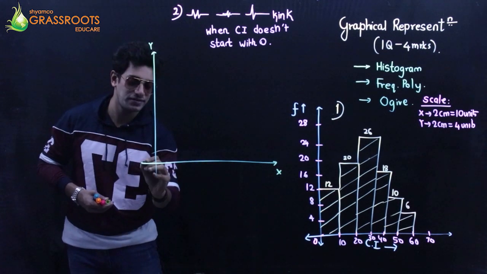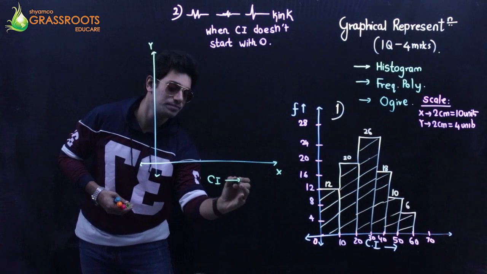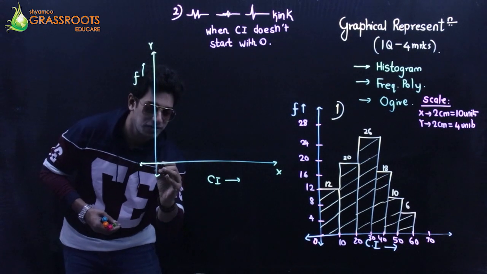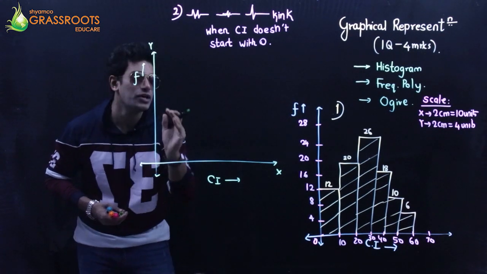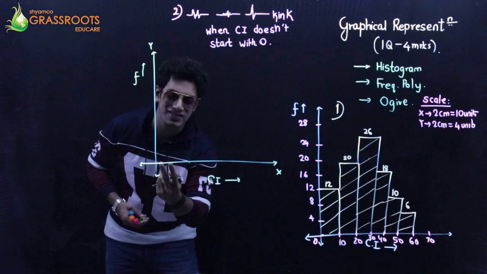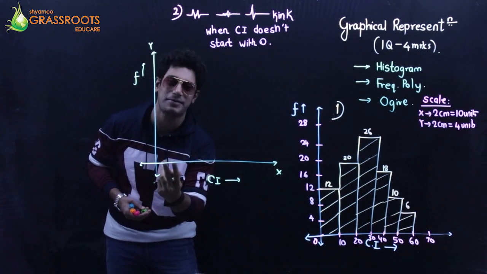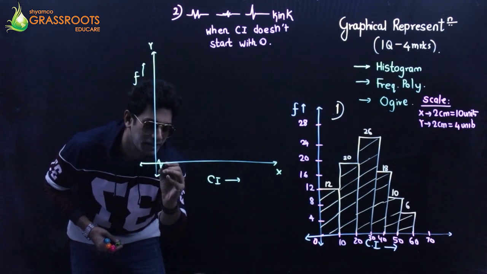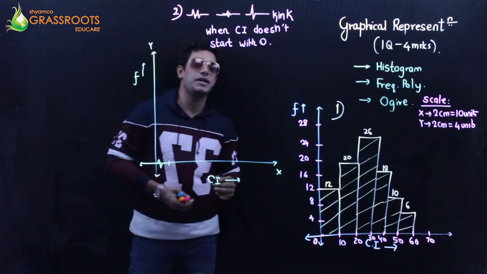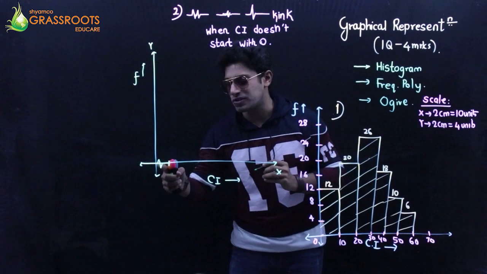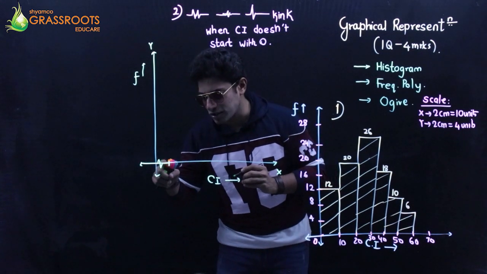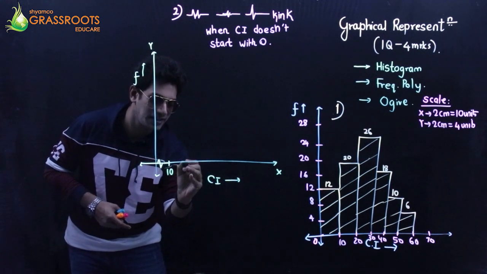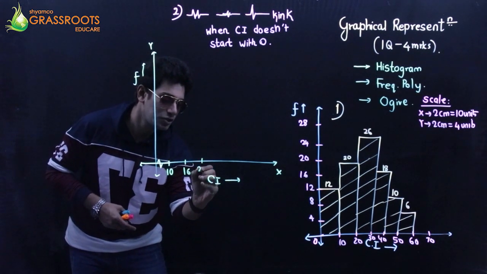X-axis, y-axis, we have class interval, we have frequency. Alright, we have from 10. In the board exam, you will get a graph paper of 2 centimeter as 1 unit. Out of 2 centimeters, that are 2 small boxes, on one small box put a kink, the other small box leave alone. This is going to be 10, 16, 22.